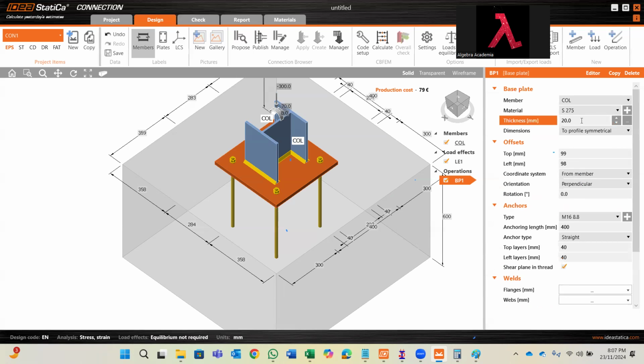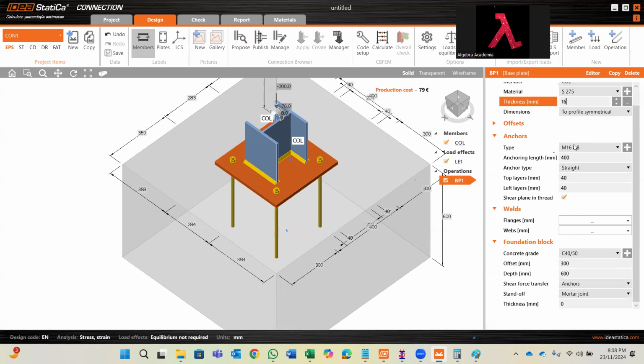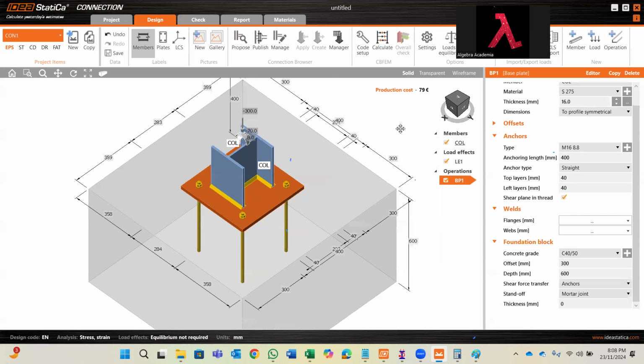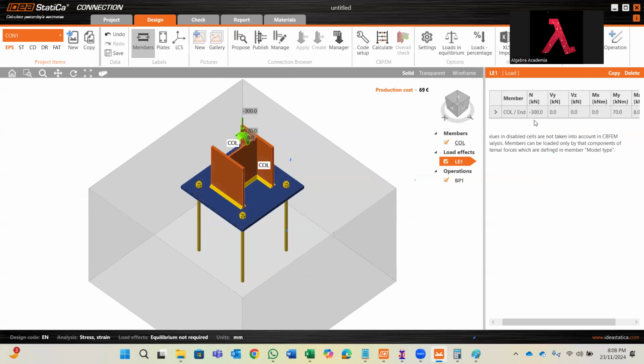Yeah, here. So change it to 16 millimeters actually, since I'm using the same. So I'm going to keep the same thickness. Okay, that's all. Now coming back to the forces.